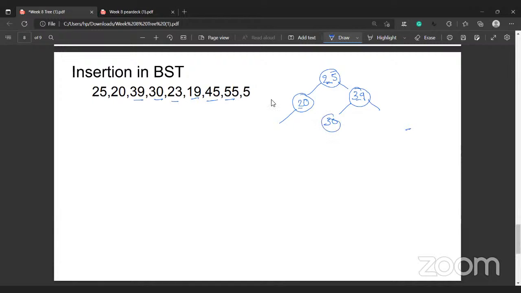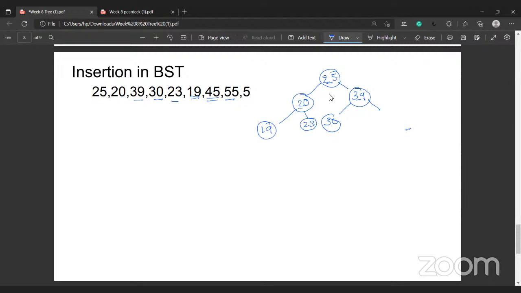Then 23. So 23 is less than 25. It is greater than 20, right? So it will be inserted into the right side of 20. Then 19 is less than 25, less than 20. So it will be inserted in the left side of 20.